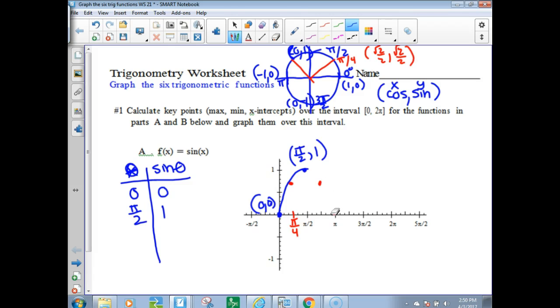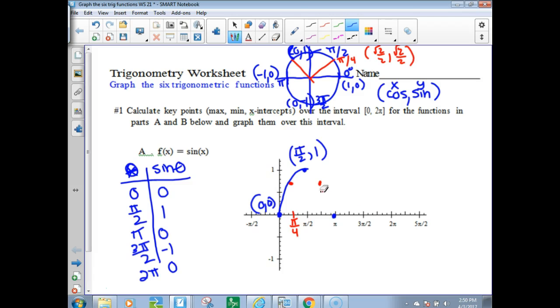All right, so when we hit pi, we're back at 0, because at pi, the sine is 0. It's the y part. And then when we get to 3 pi over 2, we're at a sine value of negative 1. And then when we get back to 2 pi, we're at the sine value of 0 again.